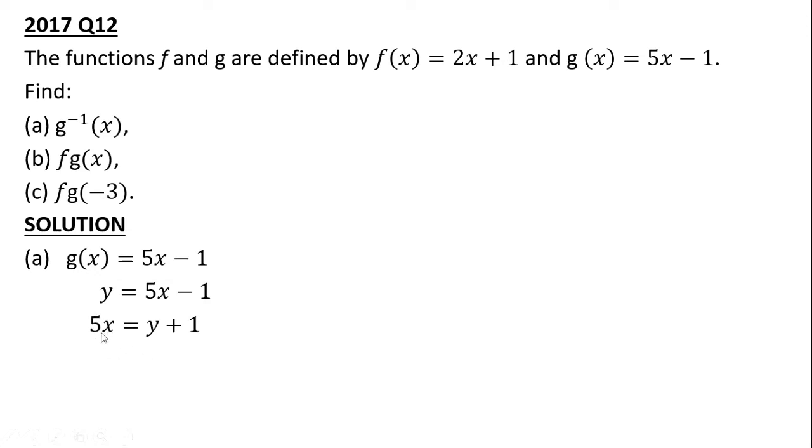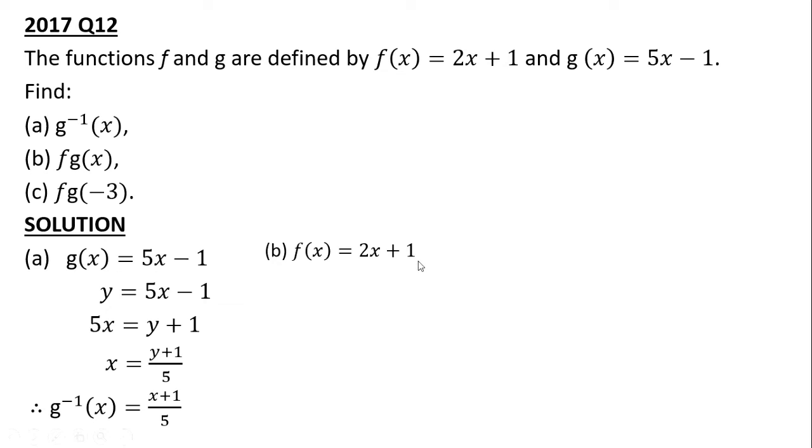To find the value of x, we are going to divide both sides by 5. Our x will be equal to y plus 1 over 5. Where there's x, replace g inverse of x. Where there's that y, replace an x. Therefore, our g inverse of x will be equal to x plus 1 divided by 5.